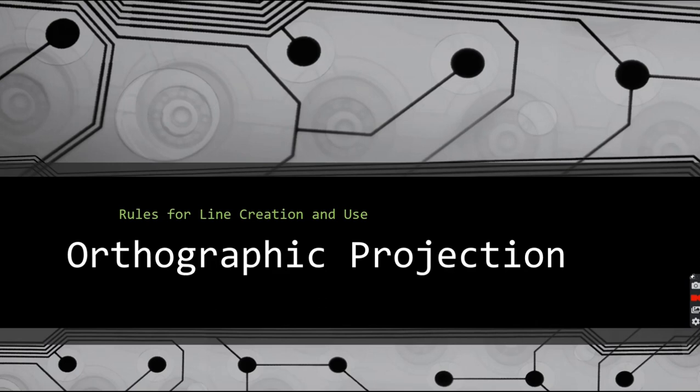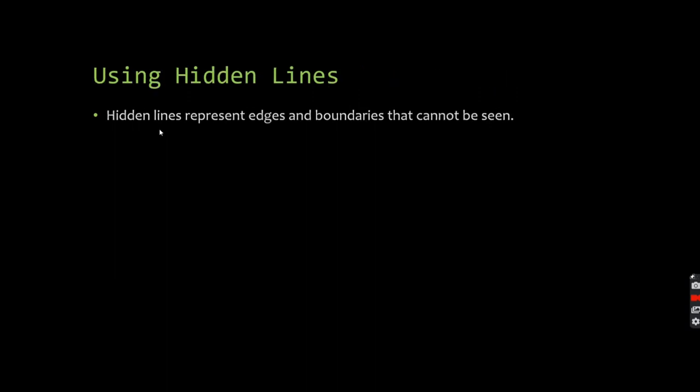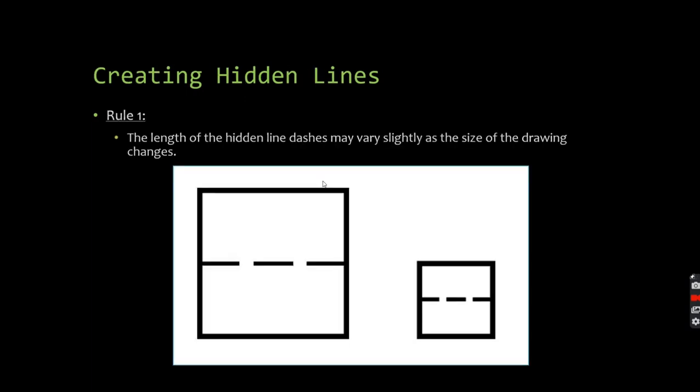Rules for line creation and use. Following rules will help us create lines that communicate efficiently. Caution, due to computer automation, some of the rules may be hard to follow, and they will be. Hidden lines represent edges and boundaries that cannot be seen. Creating hidden lines: the length of the hidden line dashes varies slightly as the size of the drawing changes. Okay, so there is no set length for the hidden line.